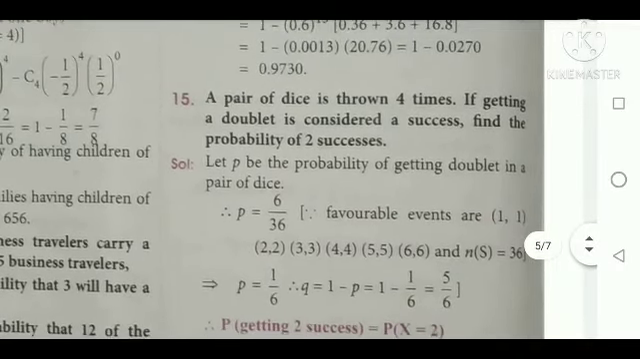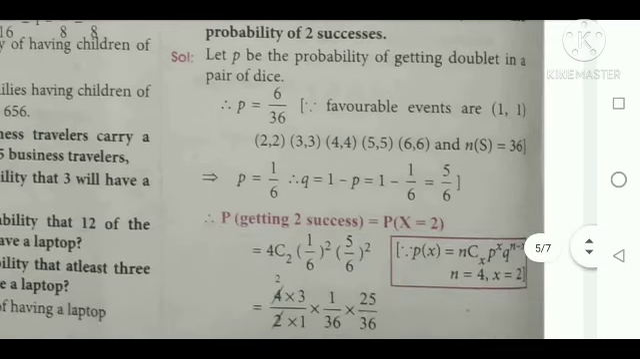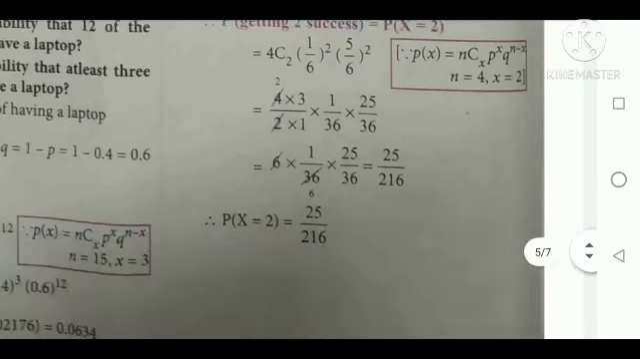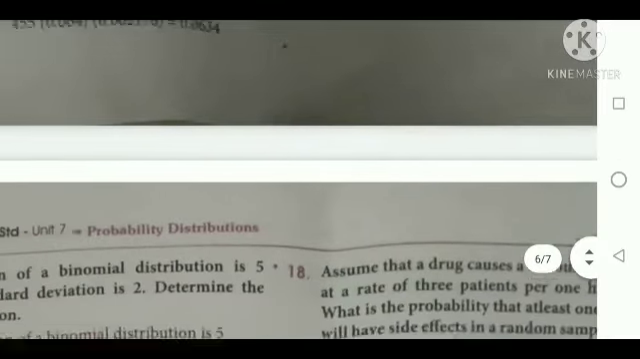A pair of dice is thrown 4 times. If getting a doublet is considered as a success, find the probability of 2 successes. So here p is the probability of getting a double in a pair of dice. Double means 1,1; 2,2; 3,3; 4,4; 5,5; 6,6. So we have 6 chances out of 36 chances. Therefore p equal to 1 by 6 and q equal to 5 by 6. Getting 2 successes means 4C2, p power 2 and q power 2. The answer is 25 by 216.